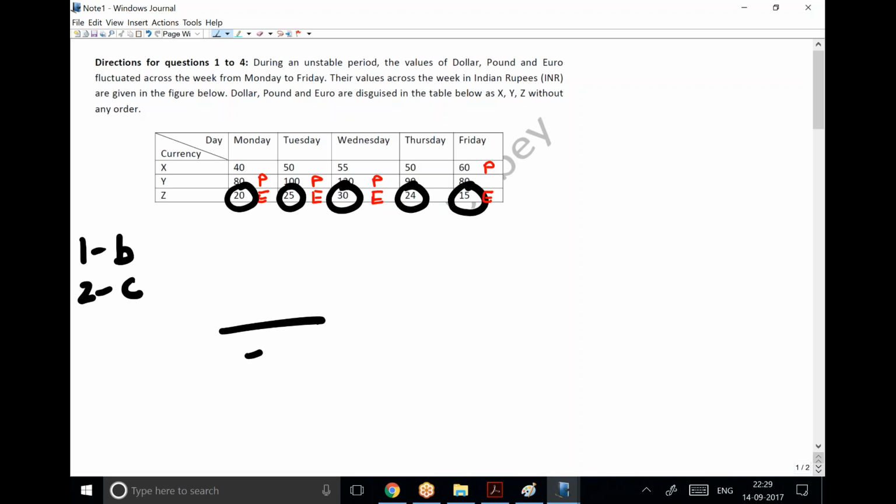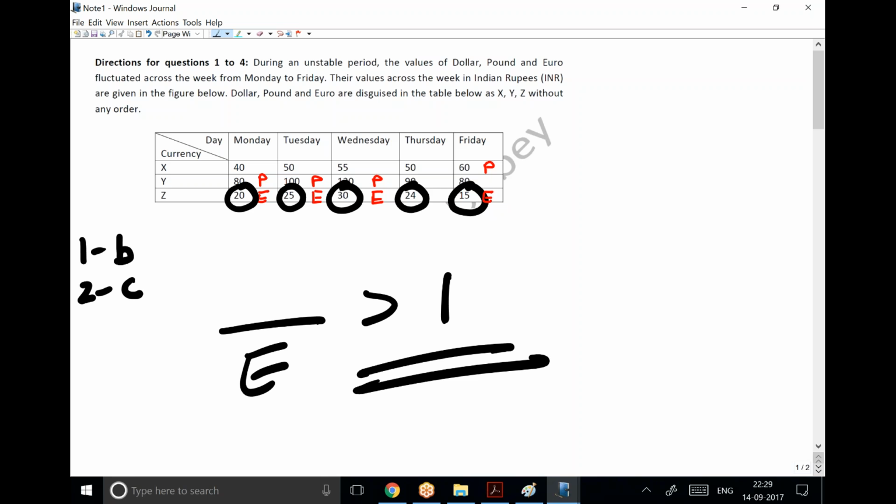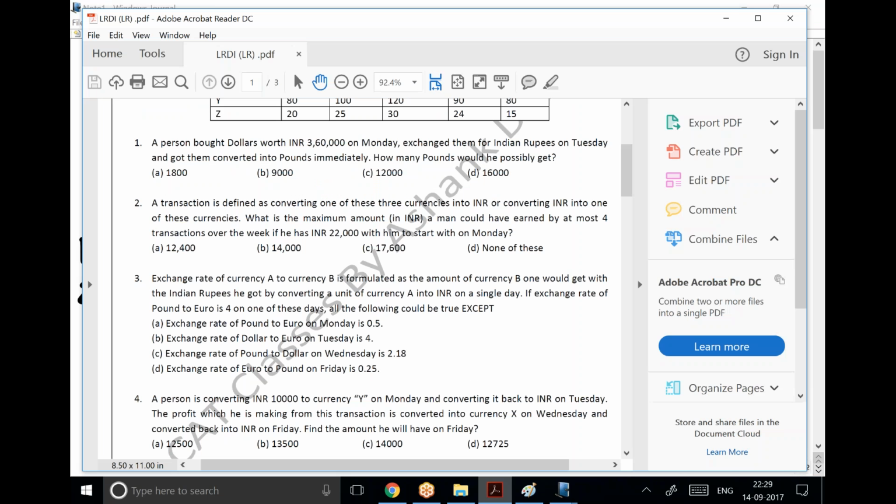So because euro is the minimum possible number in each column, that's why the ratio is always more than 1. Only one answer option is given to us which is less than 1, so you can immediately pick that answer option as definitely not possible. Pound to euro is not possible; euro to pound is possible.